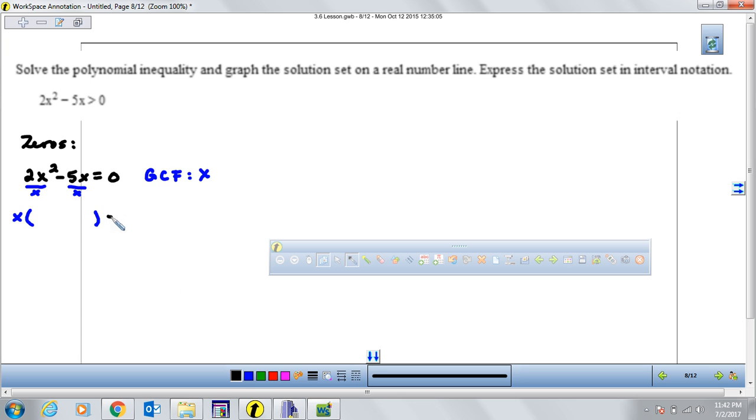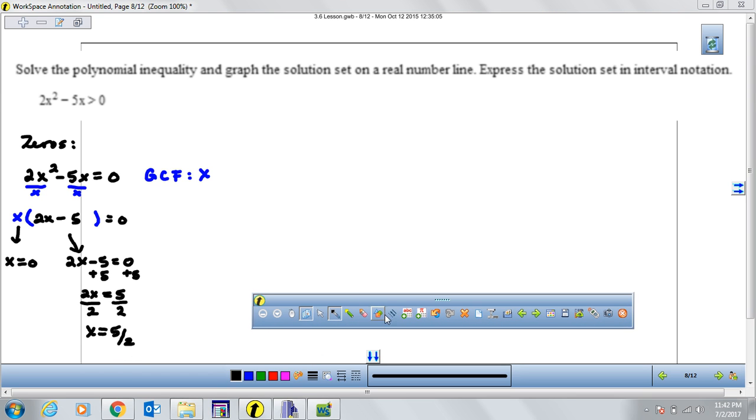So if we do that, we're going to be left with 2x minus 5. Then we're going to set each factor equal to 0, so we get x is equal to 0 right here. And if we solve for x on this one, x is equal to 5/2. Because remember that you have to set it equal to 0 and then solve for x. So if you put it like this, 2x minus 5 equals 0, you're going to add the 5 over to the other side, which gives you 2x equals 5. And then you're going to divide both sides by 2, which gives you x equals 5/2. Okay? So my two zeros are 0 and 5/2.